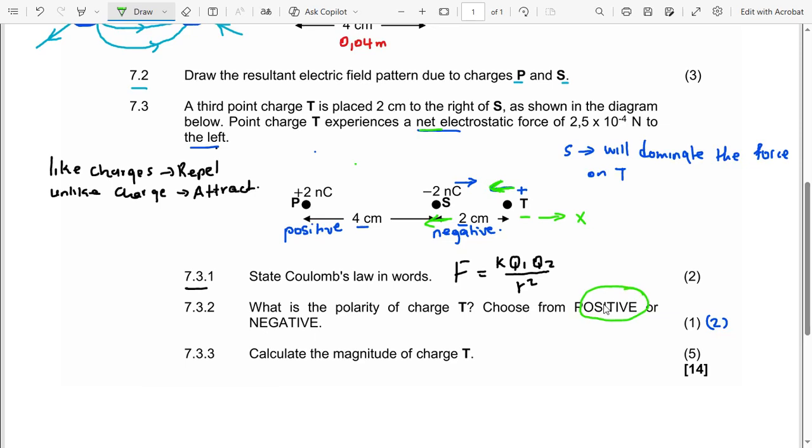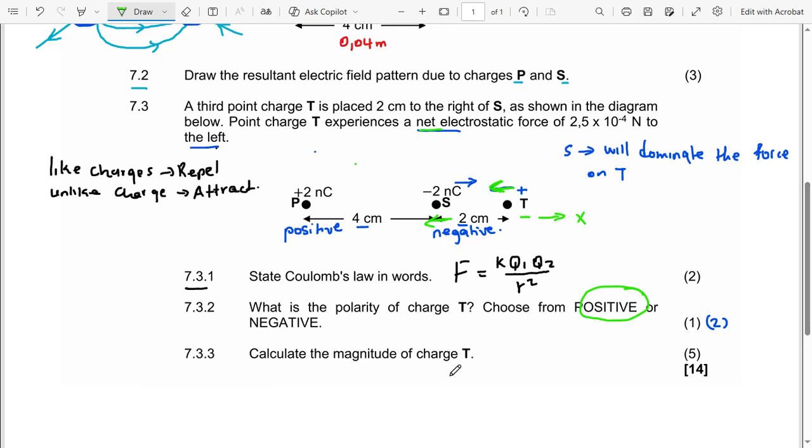Okay, so let's work on the last one. So what I can give you guys is that if the charge, okay, it's fine. Let me leave that part and work on that 5 mark. Calculate the magnitude of charge T. Oh, look at this. Charge T. And if they want the magnitude of charge T, this has to do with what we are referring to. How can you approach this question?